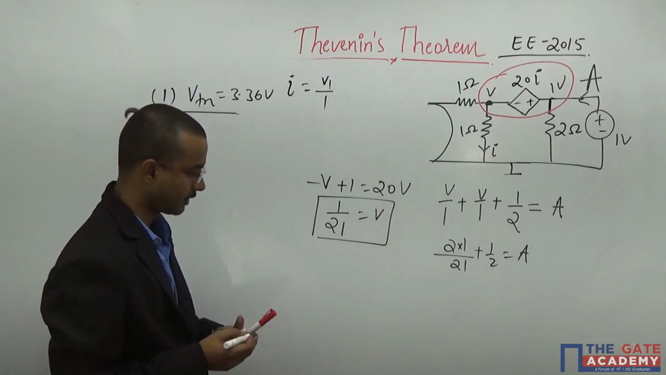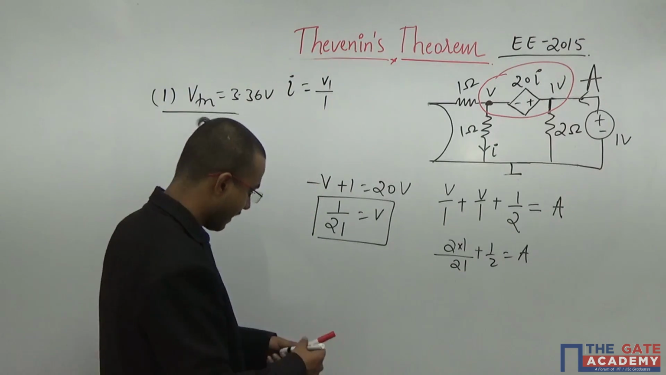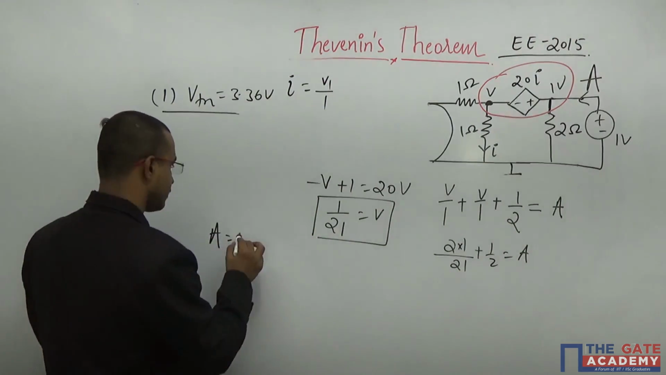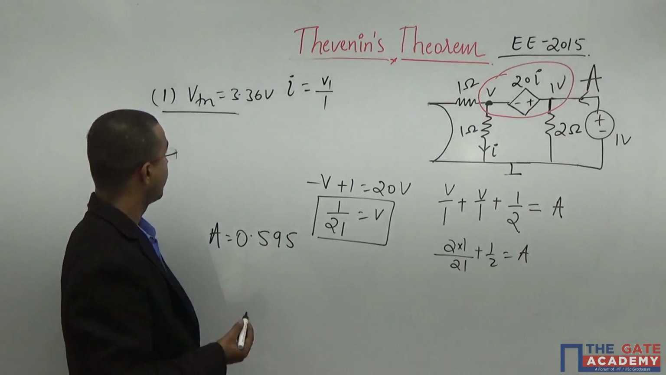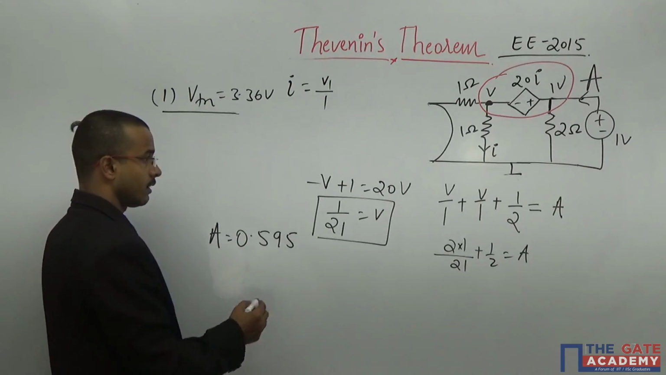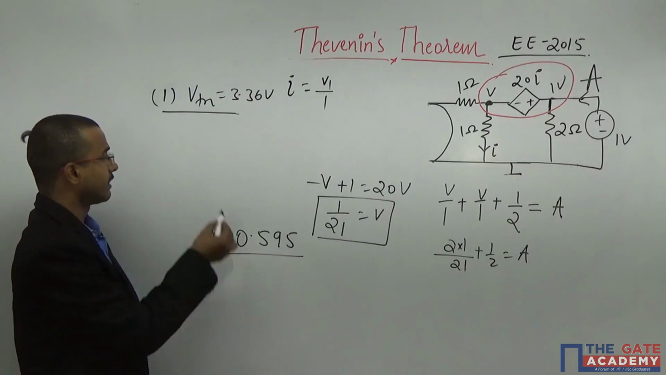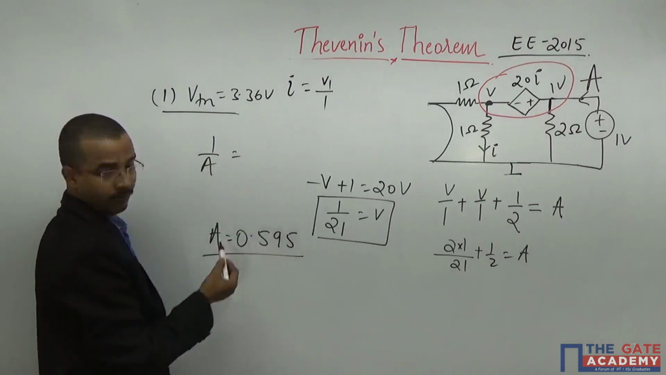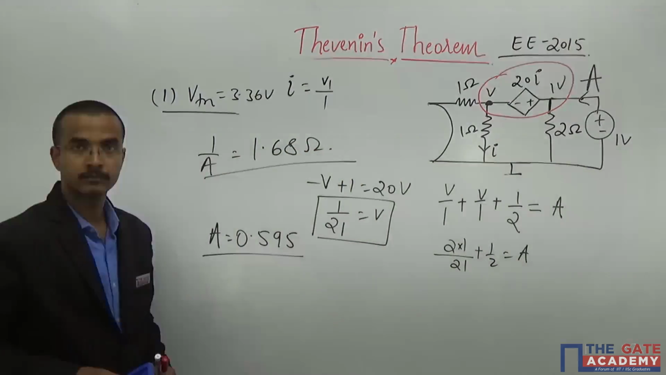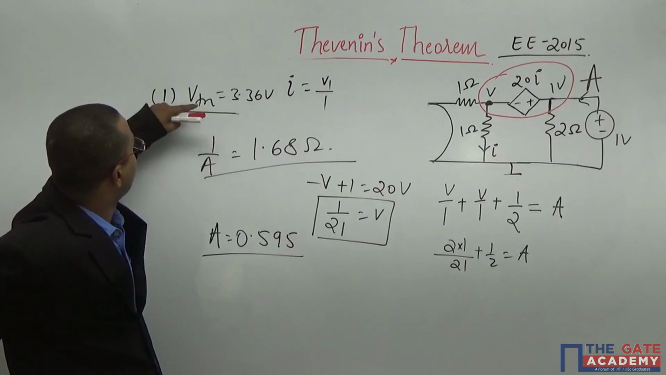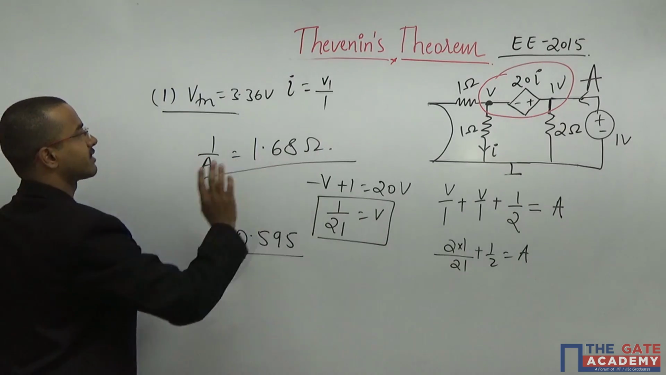Just after calculation of this, you will get the A value as 0.595. After this you will get the value of A, and 1 upon A you will get the value 1.68 ohm. And you got the value of VTH is 3.36 volt and the value of RTH is 1.68 ohm.